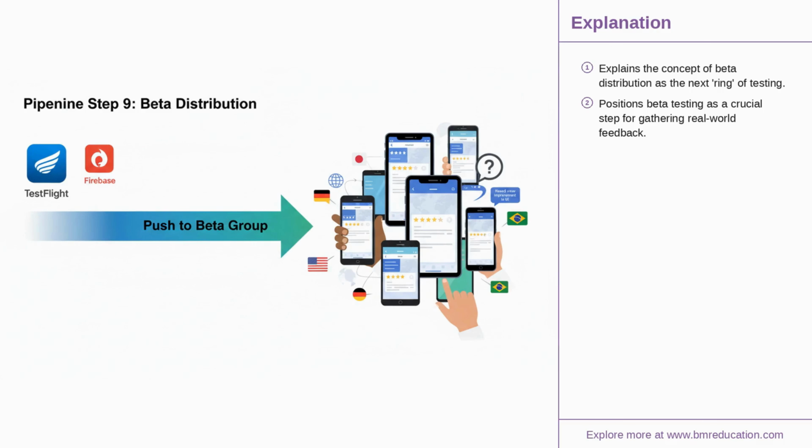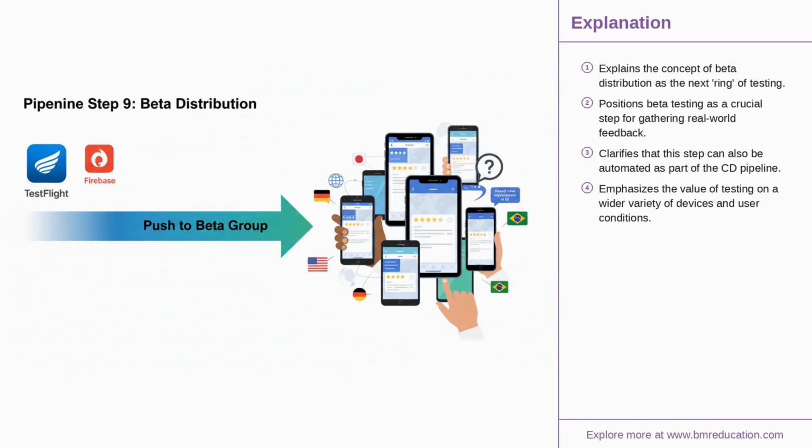Once the internal team gives their approval, the feedback loop can be widened. The pipeline can then be configured to automatically push the build to a group of external beta testers. This provides invaluable feedback from real users on their own devices before the app is released to the general public.